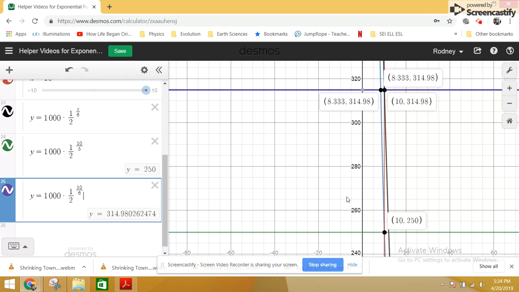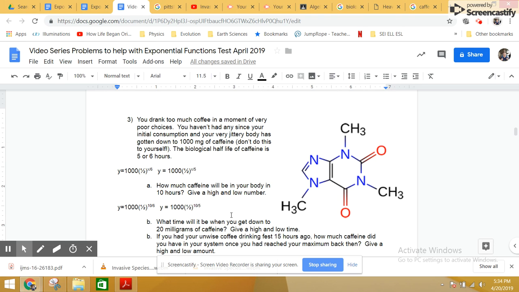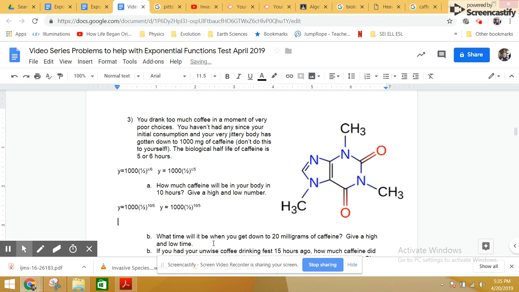So that's our answer. And we go back to our question and we say high amount of 315 milligrams for slower half-life, or should I say longer half-life.